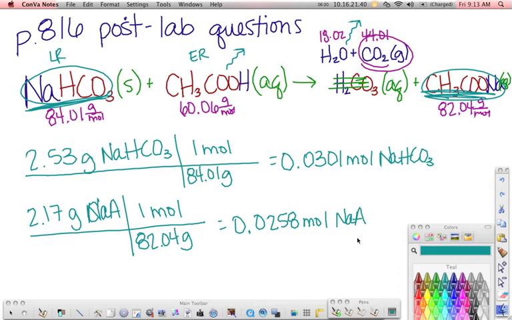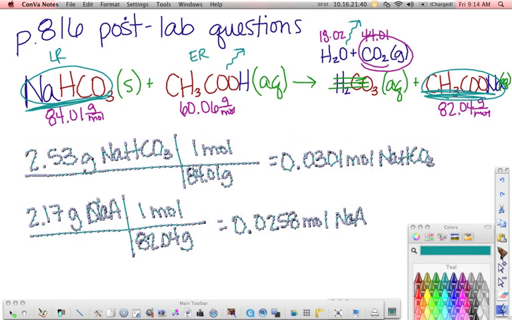And then number 6, using the balanced equation and the amount of NaHCO3, determine the theoretical yield of the sodium acetate. So what that is asking me to do is to take this number right here and perform stoichiometry, because when you're asked to calculate a theoretical yield, that means take this number and convert it into a mass of this number. So that's what we're going to do right now.